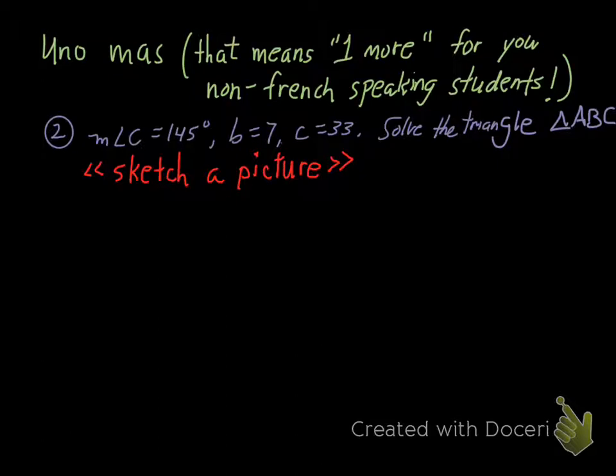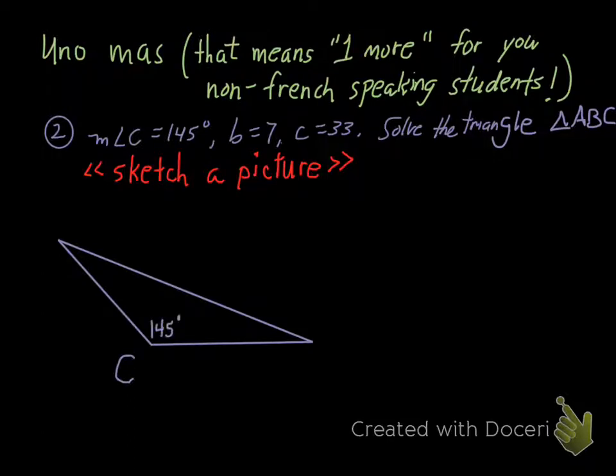There's some serious importance in sketching a picture. I see that angle C is 145 degrees, which is quite obtuse. I don't know exactly how to draw this picture, but I am going to make an obtuse triangle and make sure that obtuse angle is angle C and label it 145 degrees, with a 33 unit side length opposite that angle C. And then angle B and the side opposite it is 7, leaving angle A and side length A. So now I've got a triangle that I have to solve.